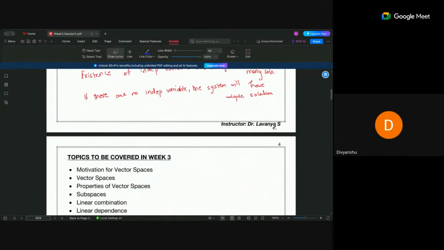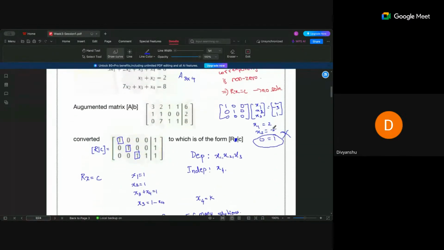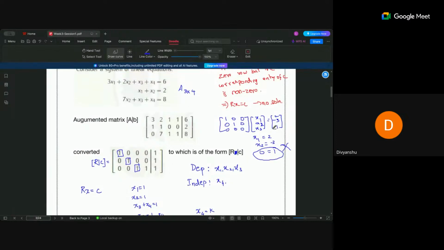Ma'am, in the above case, is that the only possible way that Ax equal to b has no solution? Yes, usually this is the scenario, or the other way around can also happen. Maybe you have a 1 here and a 0 here. That scenario is also there. The scenario will be the same, similar. Only in those scenarios you have no solution.